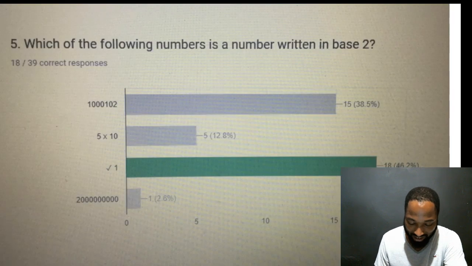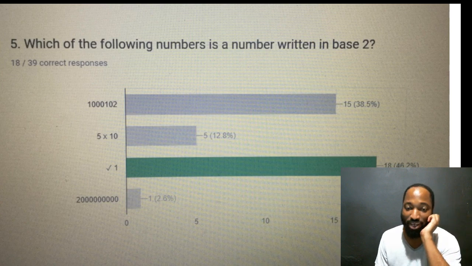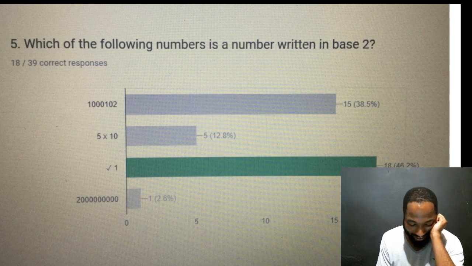So let's get the next question. That was problematic. This one here was a scene. Which of the following numbers is a number written in base 2? So I made this one really, really tricky, and everybody fell for the trick. Alright, you can see the numbers here actually.